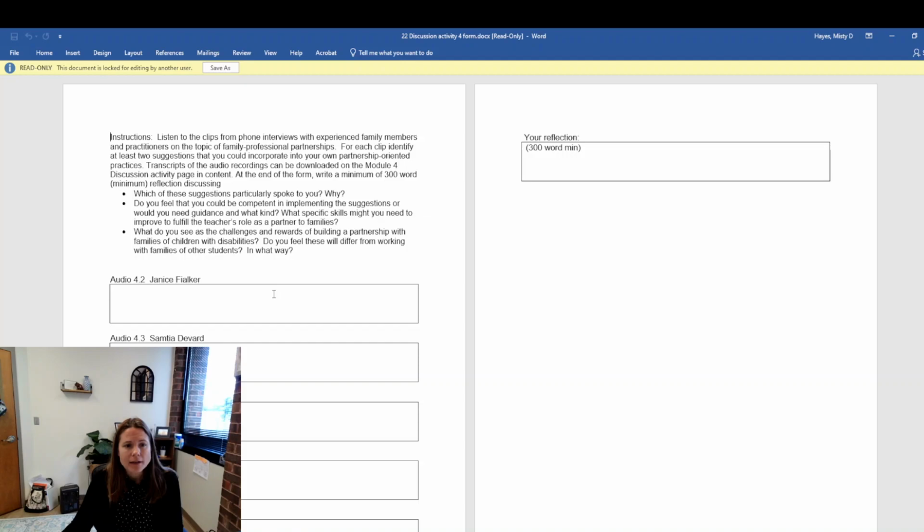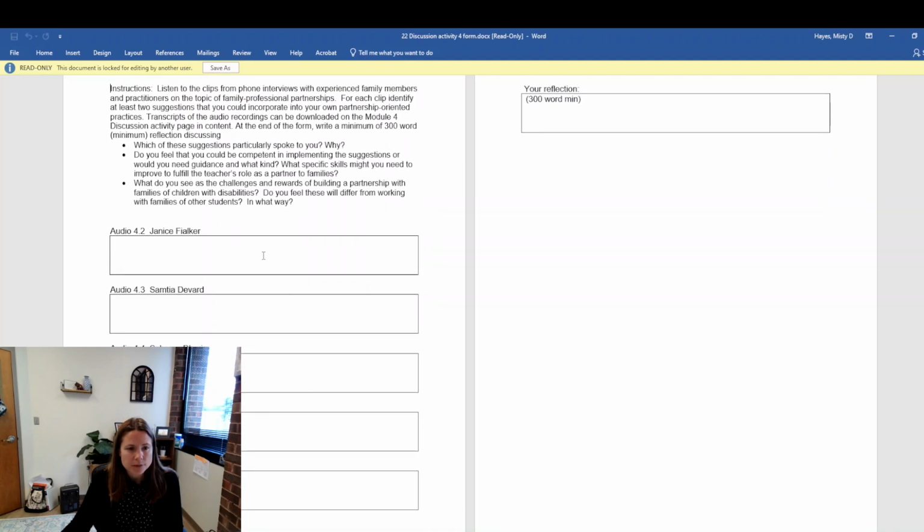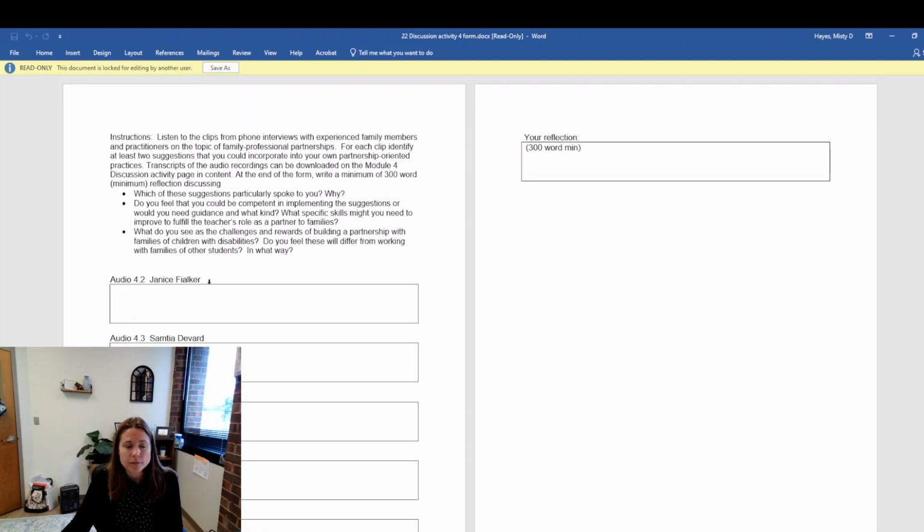Okay, after you do that, and you're going to do it for each of the audio clips, you see you have 1, 2, 3, 4, 5. So you'll give basically 10 suggestions, 2 for each one. After that, you're going to do reflection. When you're writing your reflection, I want you to look at these 3 questions.